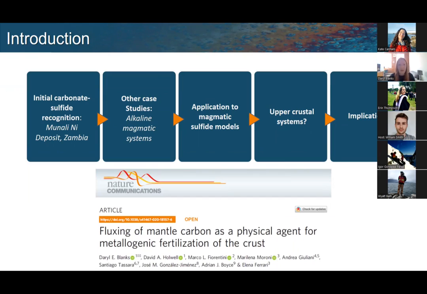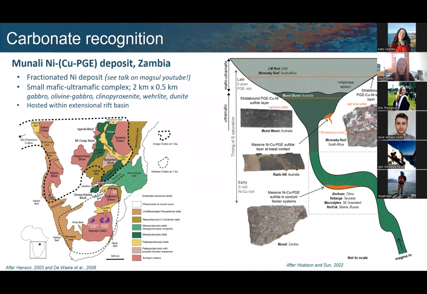So first off, looking at the Manali deposit. This is where I initially came to start looking at the carbonate-sulfide association. For those that don't know, a quick background: the Manali nickel deposit is a relatively small mafic-ultramafic complex, placed in the Neoproterozoic, residing within the Zambezi belt, between the Congo craton and the Kalahari craton. It's relatively small, comprising gabbros, olivine gabbros, and orthopyroxene-poor ultramafic rocks, including pyroxenite, wehrlites, and dunites.